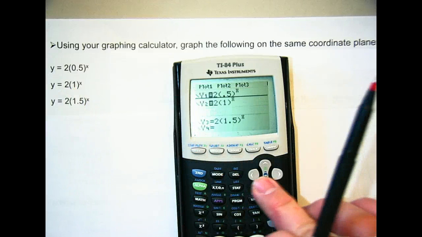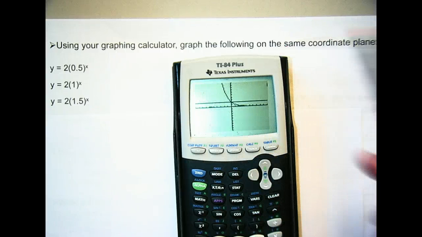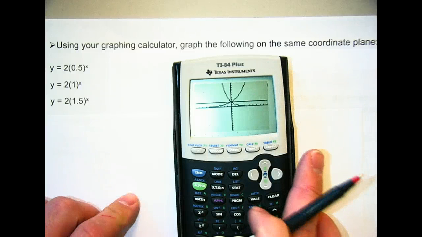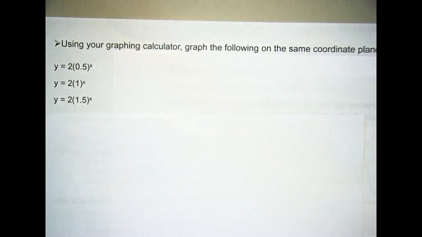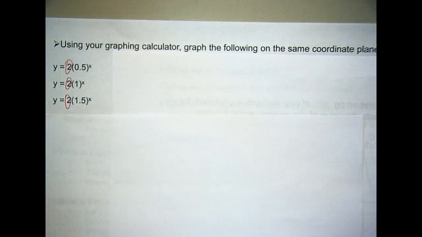Okay, the next one, we know since it's greater than 1, should be growth. We verify it. But they all cross at the exact same place, and that is 2. Why do they all cross at 2? Because 2 is A. All right. Someone from the back row, why do they cross at 2? Back row. All right, we'll count you. Because A is 2. And A is our y-intercept when H and K are 0.